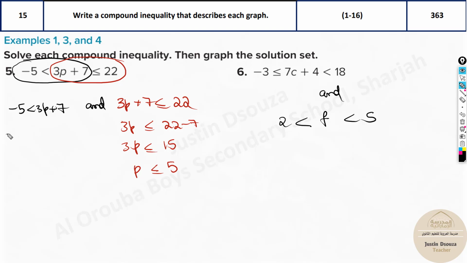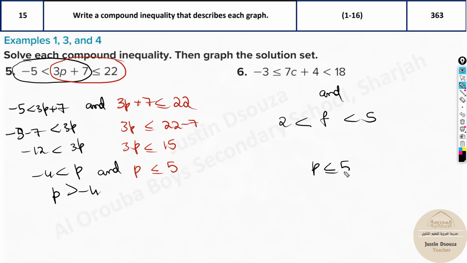Here, take the 7 to the other side. It will be minus 5 minus 7 less than 3p. What happens? It will be minus 12 is less than, only, sorry, I wrote less than or equal to. This is wrong. It's only less than 3p. It's minus 12 less than 3p. Or you can have minus 4 is less than p. Now we will write the statement. We can rearrange this and write, we always write p, the variable, first: p is greater than minus 4. So write this first. P is less than or equal to 5, but it is greater than what?